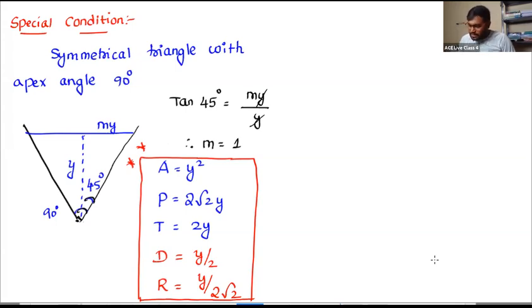If the apex angle is 90 degrees, you can find it, right? You can find that if it is going to be 60 degrees, you take 30 degrees.